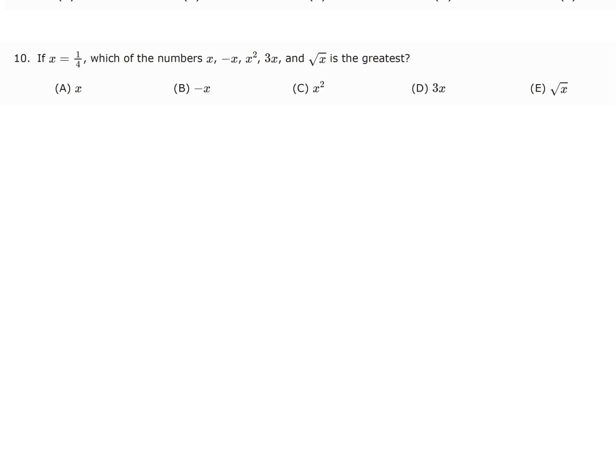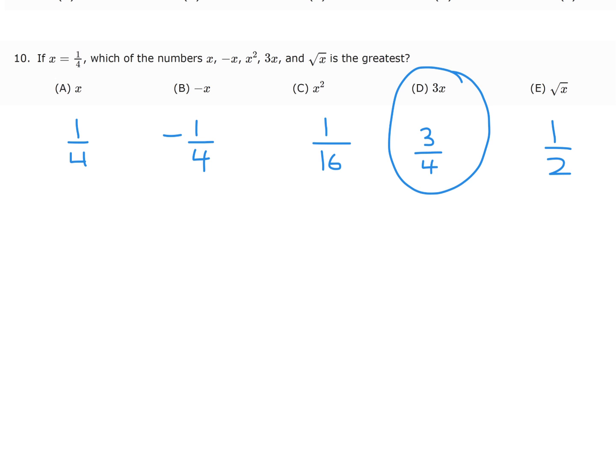If x equals a quarter, which of the numbers is greatest? Okay, well, let's see. x is a quarter, so that's a quarter. This is minus a quarter. This would be a quarter squared, which is 1/16. 3x is 3 over 4. And root x, so the root of a quarter is a half. Now they're saying which one of these is greatest. And that would be this guy. D is the answer for number 10.